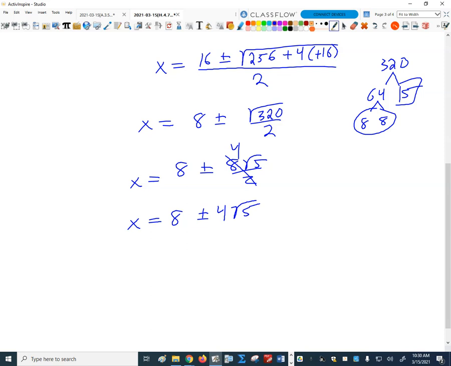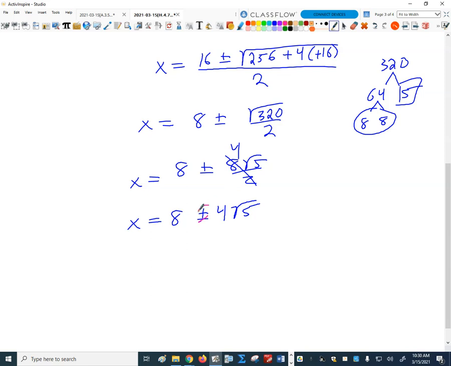Good. Does everybody agree that 4 times the square root of 5, that number is going to be bigger than 8, isn't it? Because the square root of 5 is bigger than 2, right? The square root of 4 is 2, so the square root of 5 is bigger. So I can cross out that negative sign, can't I?